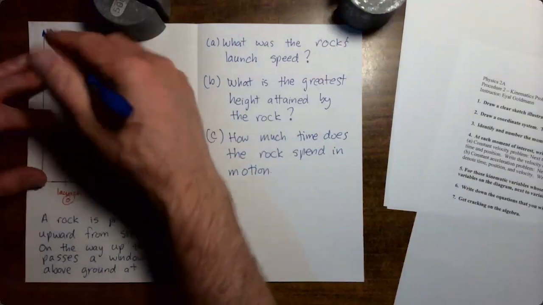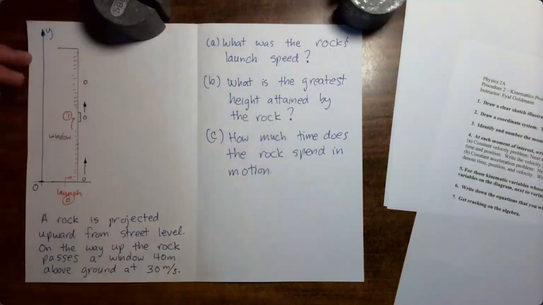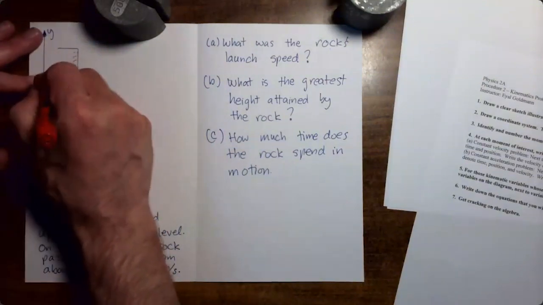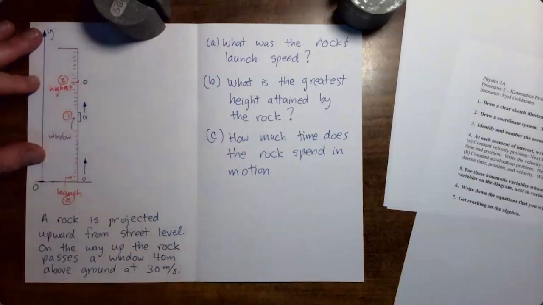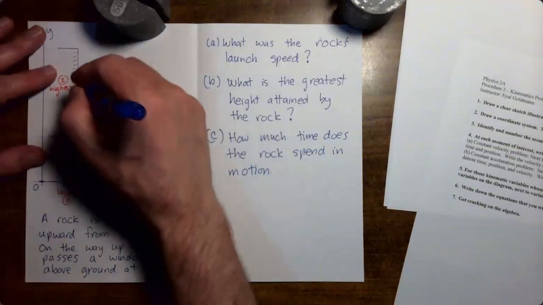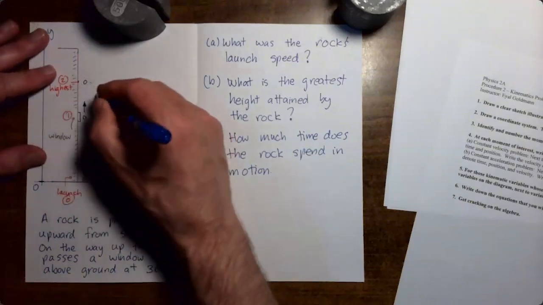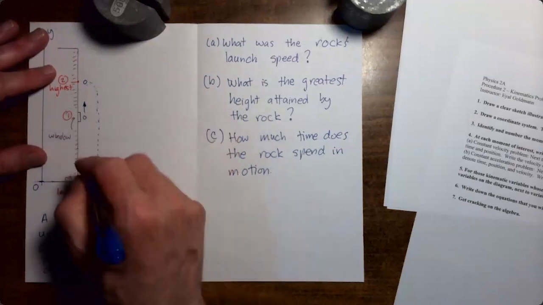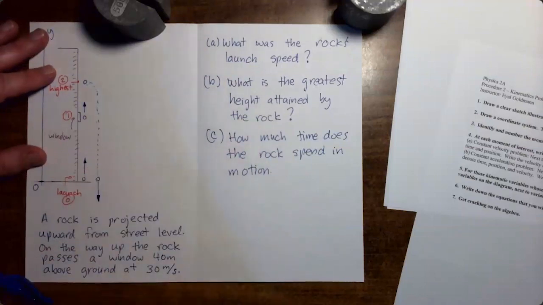Then the rock is going to reach the highest point somewhere here. Let's call that moment 2. That's the highest point. And then the rock is going to turn around and head back towards the ground. And since we are looking for the total time in motion, our last moment of interest is going to be right here, right before the rock hits the ground.